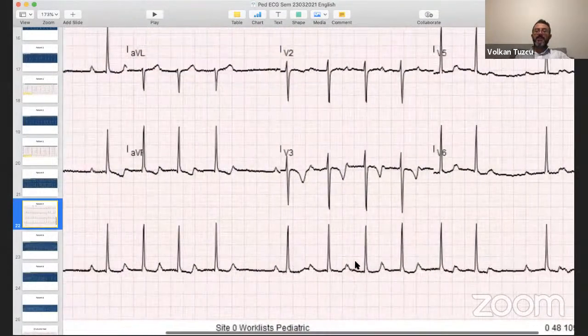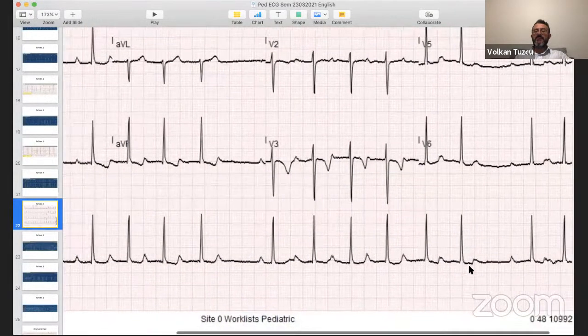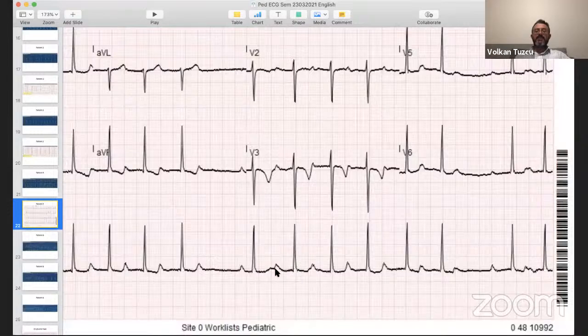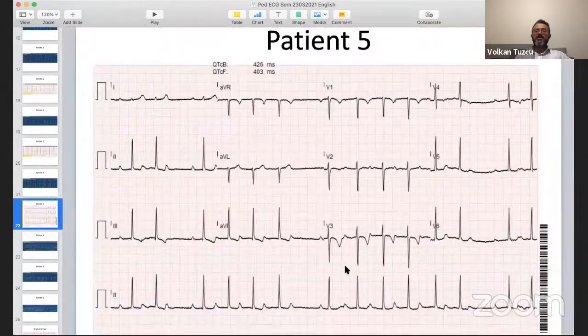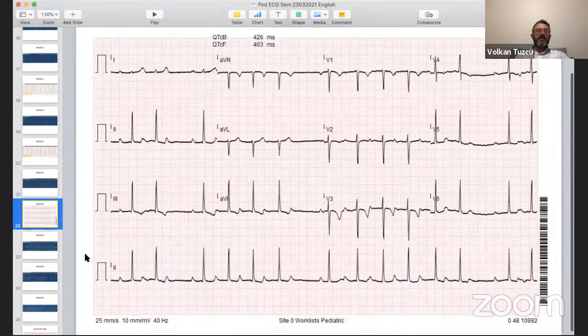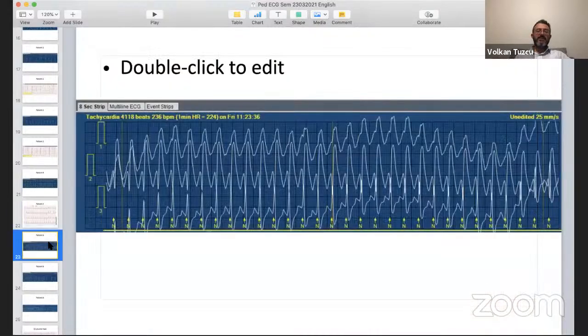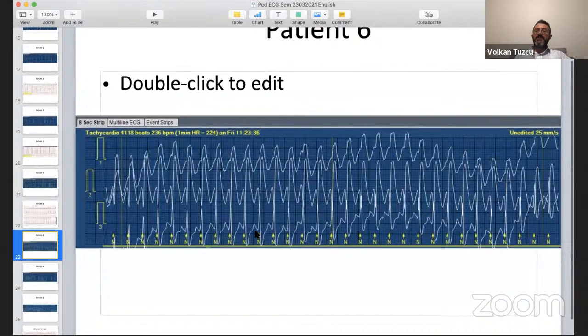So if the PP interval was fixed, then for sure we would say this is Wenckebach with sinus. But it looks like these P waves are slightly different, okay? So sometimes you can have a combination of these things. You can have both AV block, first degree AV block, or Mobitz type 1 here, and non-sustained runs of atrial tachycardia. Let's do this patient and then finish, okay?